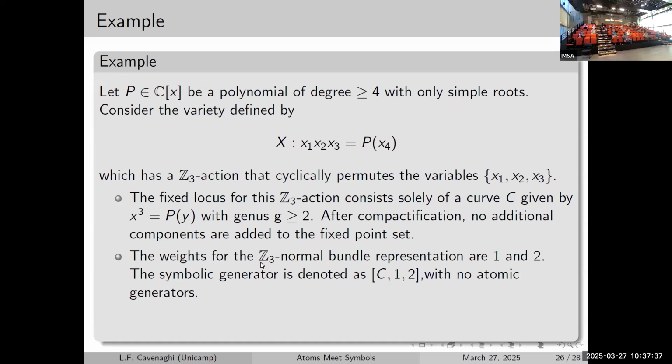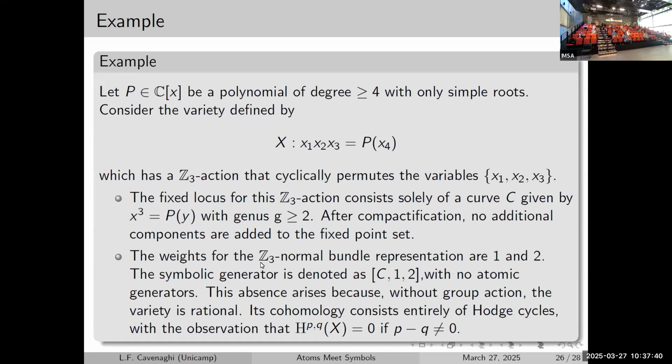And there is no atomic generators, and the reason for this is because this variety with no group action is rational over C, and its homology consists entirely of Hodge cycles. Meaning that, for instance, H^{p,q} is 0 if p minus q is different from 0. So it means that there will be no piece of homology that will correspond to the homology of a curve with higher genus. That's why there's no atomic generator related to curves with higher genus.